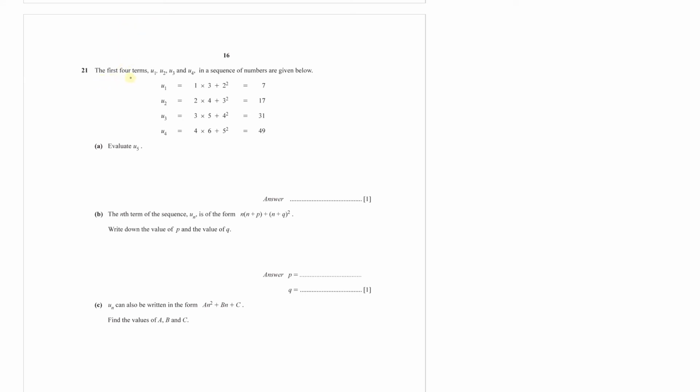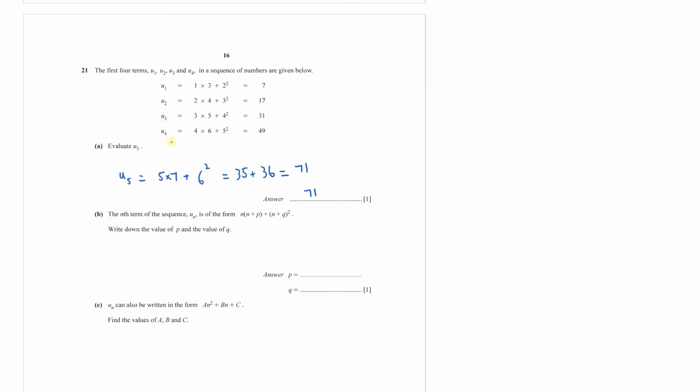Now, question number 21. The first four terms u1, u2, u3, u4 in a sequence of numbers are given below. So this is your u1, this is your u2, u3. You have to evaluate the value of u5. So your first digit is 1, 2, 3, 4. So the next one would be 5 multiplied by, your sequence is you're multiplying by 3, then by 4, then by 5, then by 6. So this would be 7, plus you are doing 2 squared, 3 squared, 4 squared, 5 squared. So this will be 6 squared. So 7 times 5 is 35 plus 36, which equals 71. So your answer is 71.